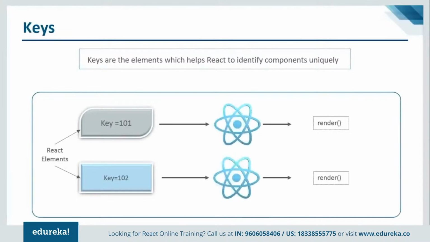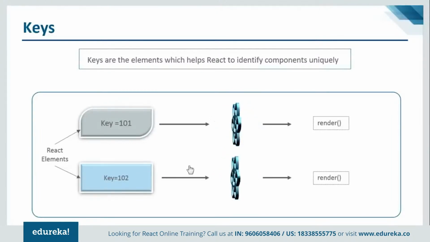As you can see from this diagram, here we have two components with different key values. One with key 101 and one with key 102. Now these are rendered for the first time. So React will render them without any problem.